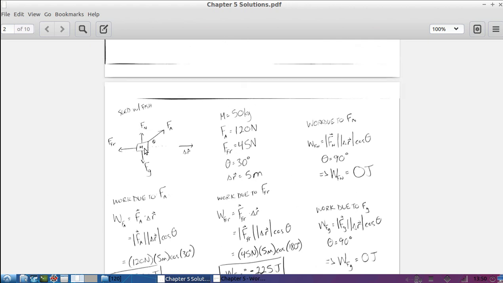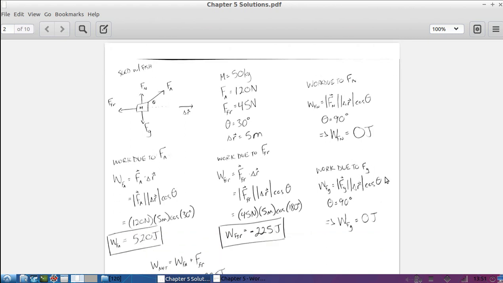What about work due to the normal force? Normal force, displacement. I don't even know what the normal force is, but you know what? I'm not going to spend my time trying to calculate it, because I know the angle between the normal force and the displacement vector is 90 degrees. Cosine of 90, 0. The work does 0 joules of work.